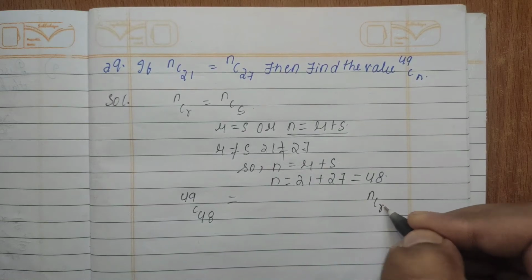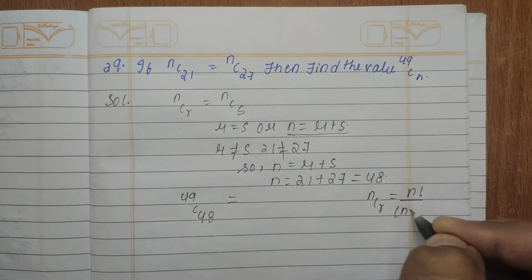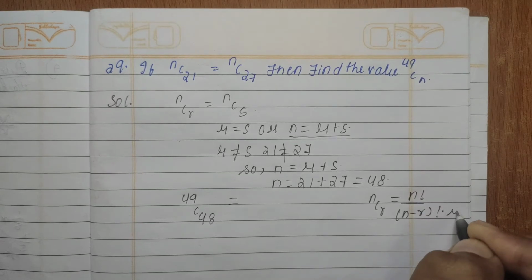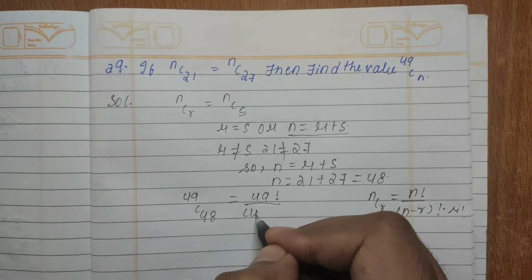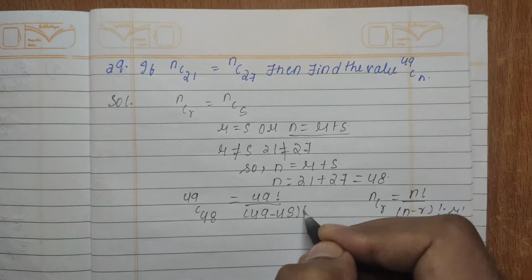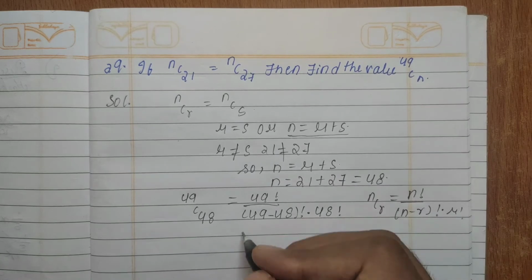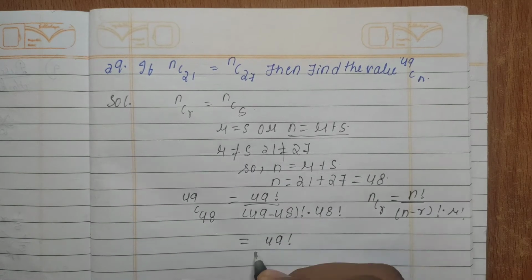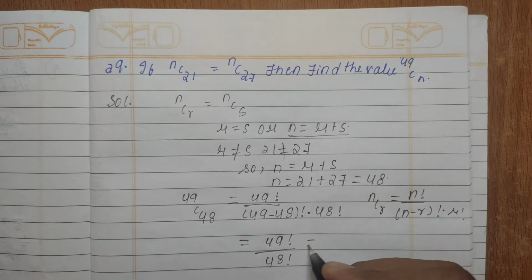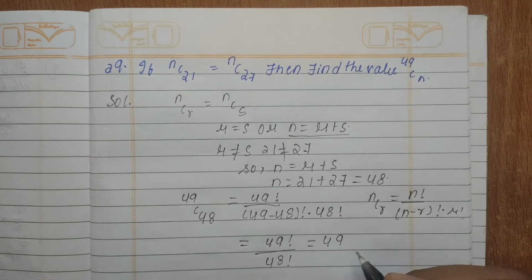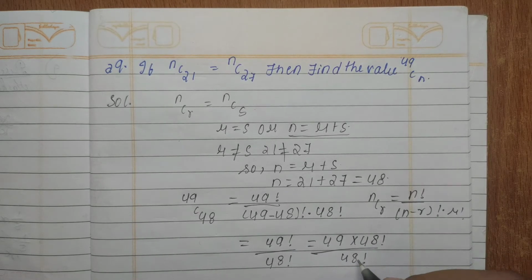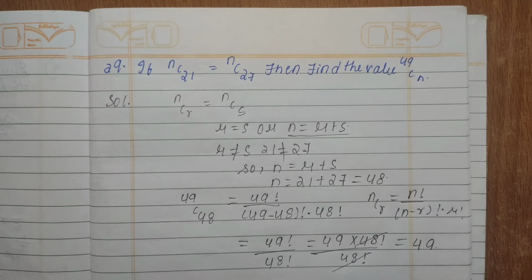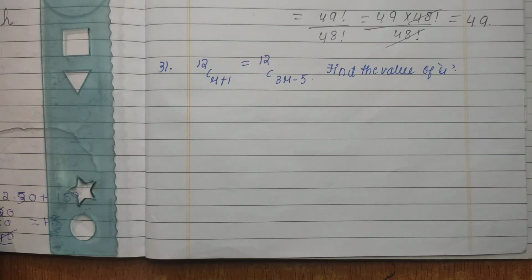The nCr formula is n factorial by (n minus r) factorial into r factorial. So this is 49 factorial by (49 minus 48) factorial into 48 factorial. So this can be written as 49 factorial by 48 factorial. 49 can be written as 49 into 48 factorial by 48 factorial. 48 factorial, 48 factorial gets cancelled. So the final answer is 49. That's it. I hope you have understood the previous sum.